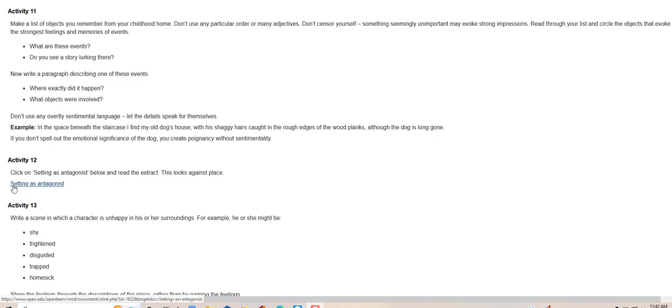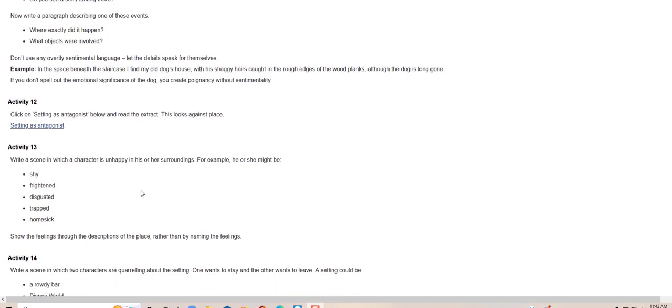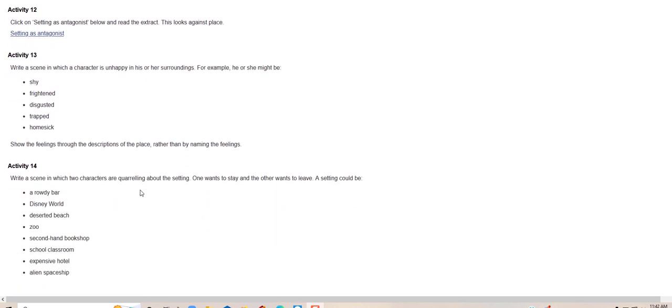And so here you have setting as an antagonist. Sometimes a setting can also act against the character. Another one is: write a scene in which a character is unhappy in his or her surroundings. For example, he or she might be shy, frightened, disgusted, trapped, or homesick.